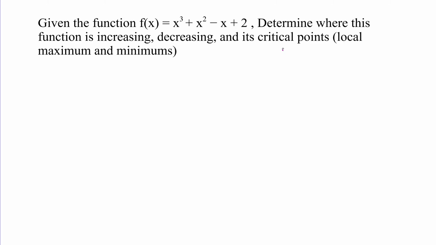So the question here says, given the function f of x is equal to x to the power of 3 plus x squared minus x plus 2, determine where this function is increasing, decreasing, and its critical points. So local maximum and minimum.